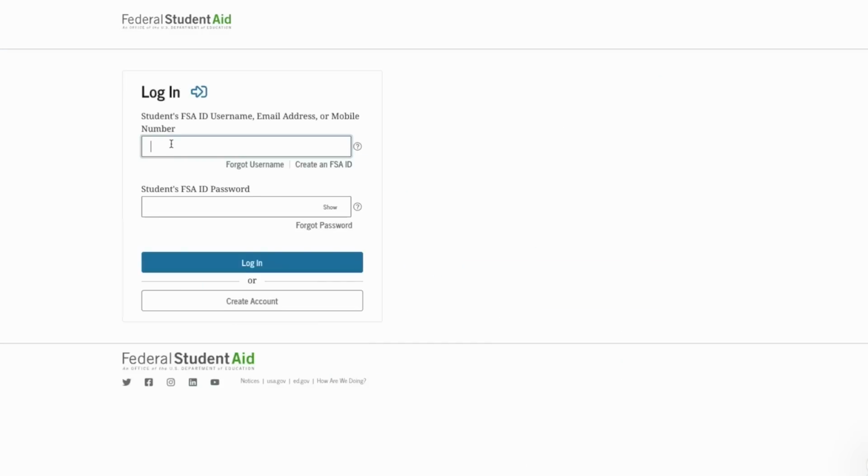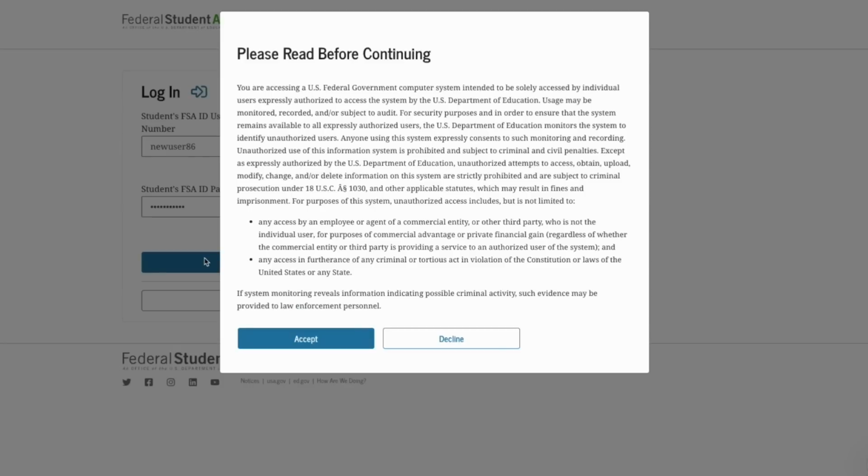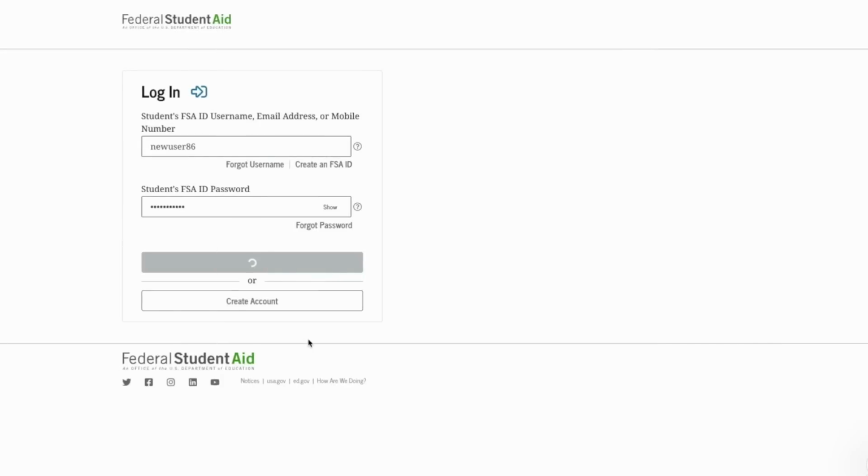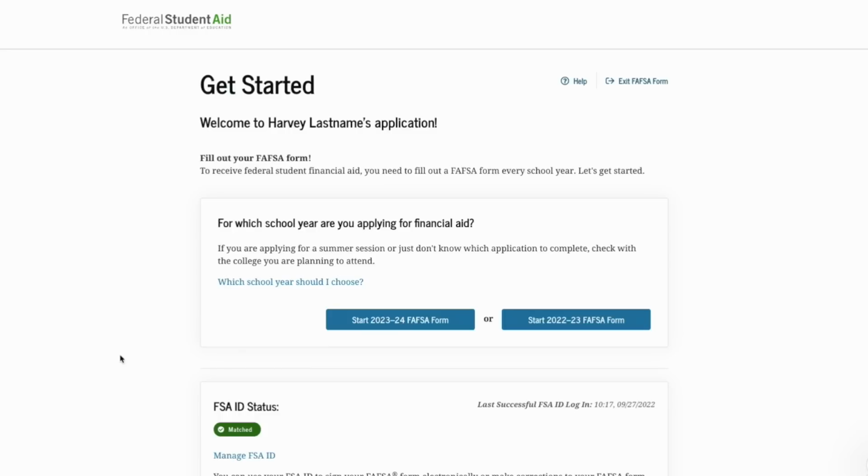The login screen asks you to log in with your student FSA ID username, email or mobile number, and your student FSA ID password. On the Getting Started screen, you can see it asks you which school year you're applying for financial aid. Be careful to choose the right FAFSA form. If you're starting school next year for the term 23-24, you want to make sure you're using the FAFSA form for financial aid year 23-24.